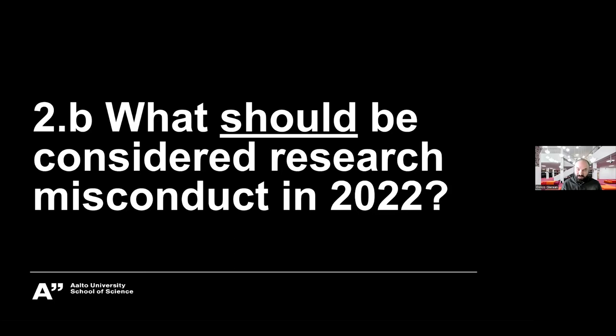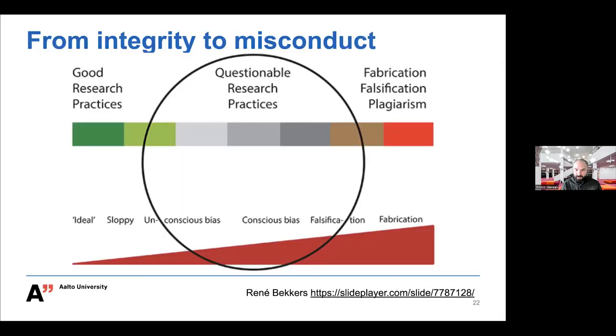All right, so now the reflection. We understand what ethics wants from us and what research misconduct is, but now we should start thinking about what should be considered research misconduct in 2022. You can think that there is a continuum of integrity, from full integrity, the ideal case of good research practices, here in green, to the really bad ones that can be defined as fabrication, falsification, and plagiarism. So of course, what sits in the middle, in this gray area, is not called misconduct, but they're still so-called questionable research practices.